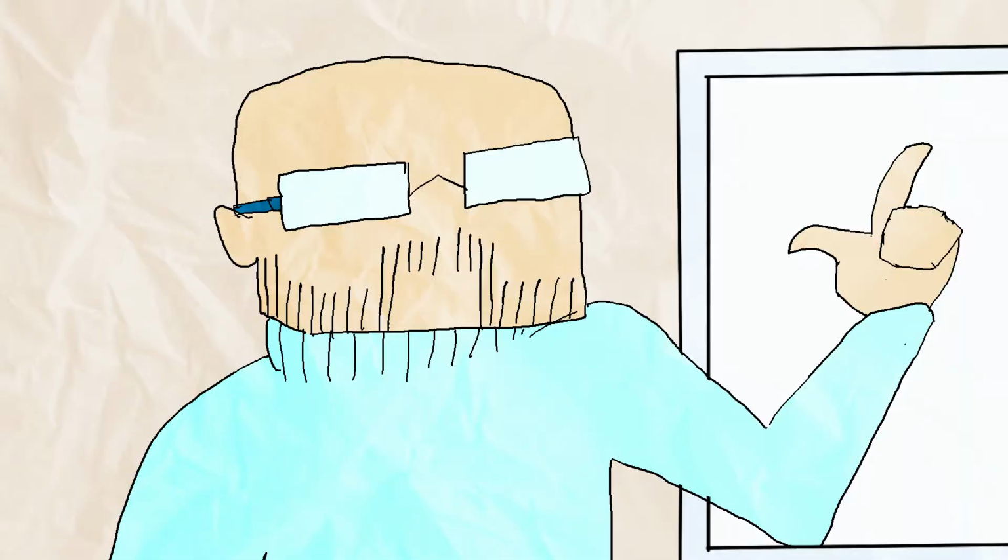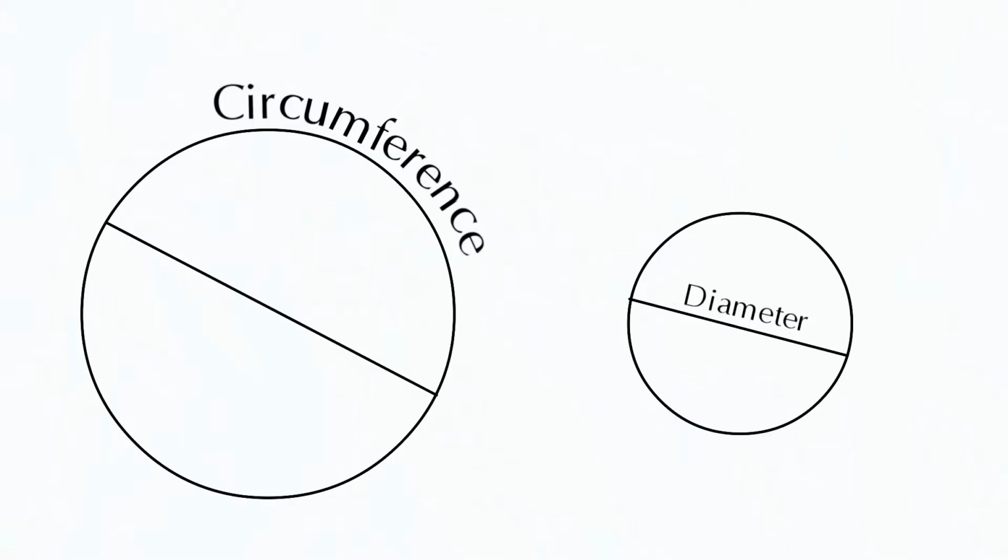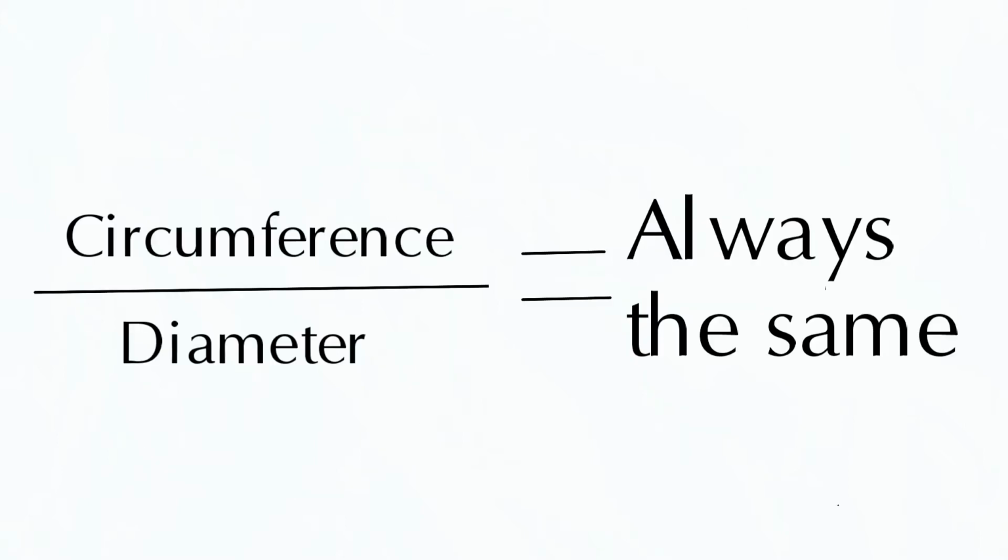Now, it's obvious that a circle's circumference would get smaller or larger along with its diameter, but the relationship goes further than that. In fact, the ratio between the two, the circumference divided by the diameter, will always be the same number, no matter how big or small the circle gets.